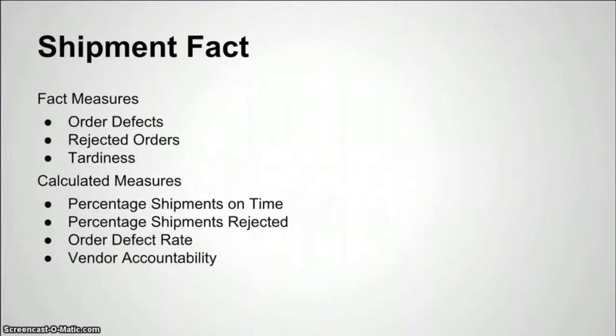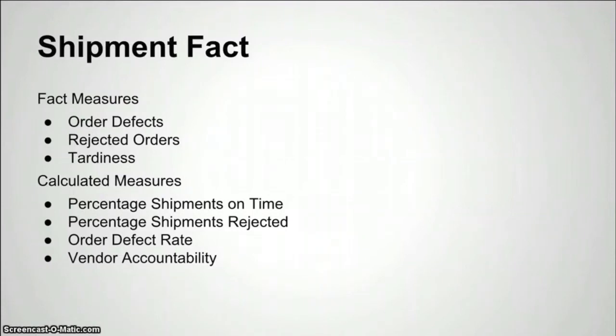For our shipment fact measures, we have three. The first, order defects, which is just the type of defect associated with the shipment. Rejected orders, which will measure the total number of rejected orders. And tardiness, which will count the total days that an order is tardy.